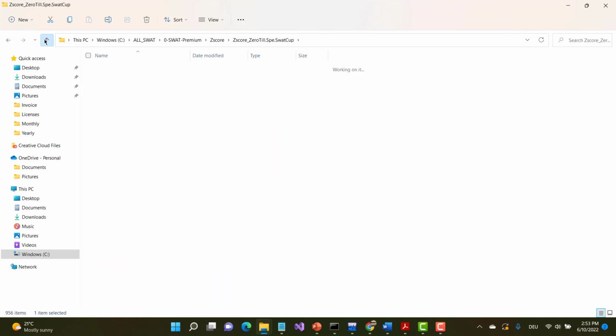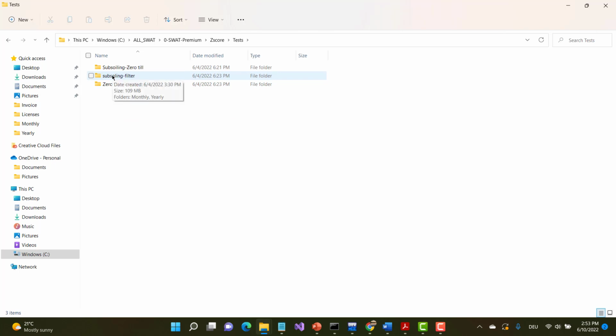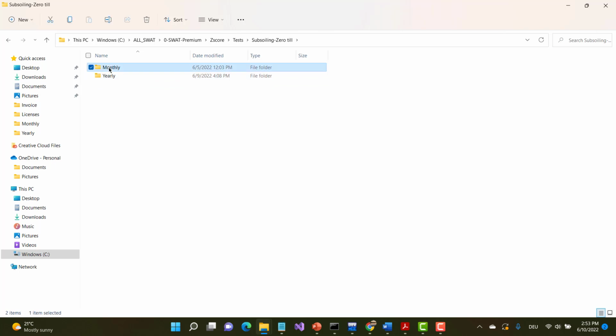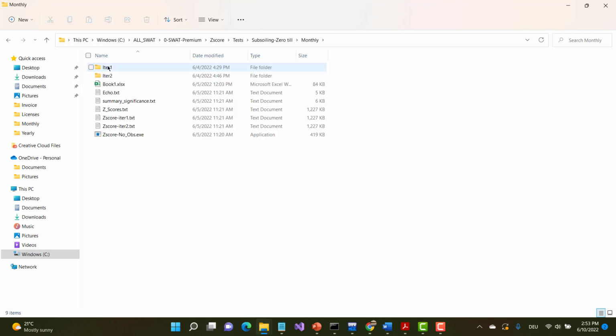After that, I went to the test folder here. So first I have the subsoiling. This is the subsoiling filter. This is the subsoiling with zero till, and this is zero till with filter strip. So I compared all of these. So in subsoiling zero till, I did monthly and yearly. So if I go to monthly, iteration 1 is the case for subsoiling, the status quo. Iteration 2 is for zero till. And then you run the program.